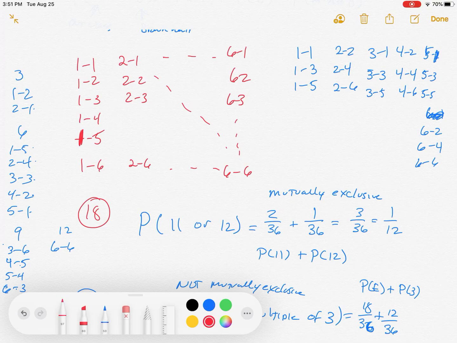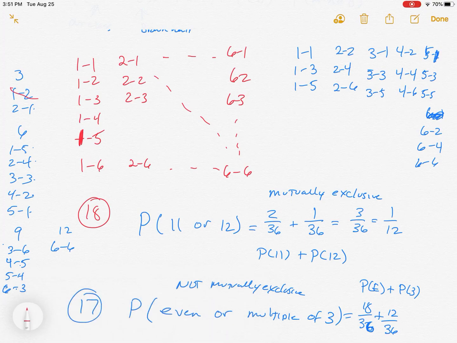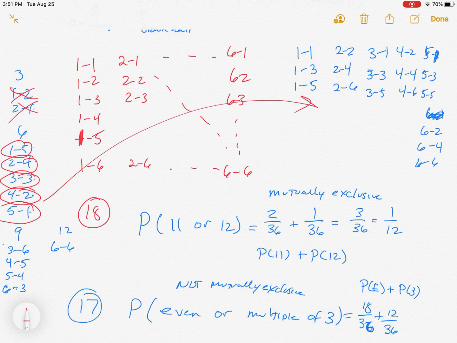Let me use a red marker. 1,2 and 2,1 are multiples of 3, but they're not even. 1,5 is even though. 2,4 is even, 3,3 is even, 4,2 is even, 5,1 is even. And what you'll see is you'll see them as outcomes over here. And that's what they mean by mutually exclusive: they're mutually exclusive only if they don't have the same outcomes. That was happening with the 11 and the 12, but here they have the same outcomes. They're not mutually exclusive. None of these here that made 9 are overlaps at all.